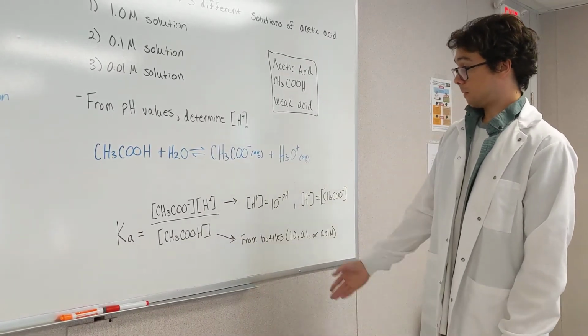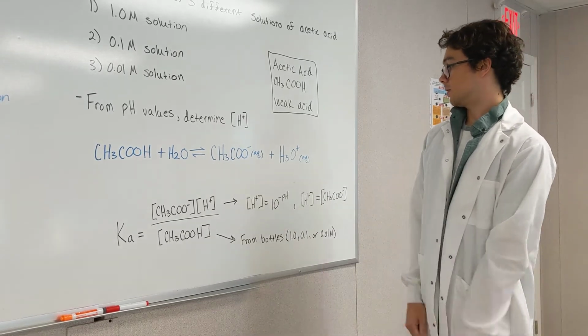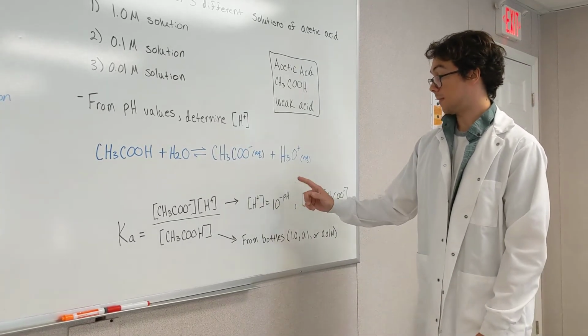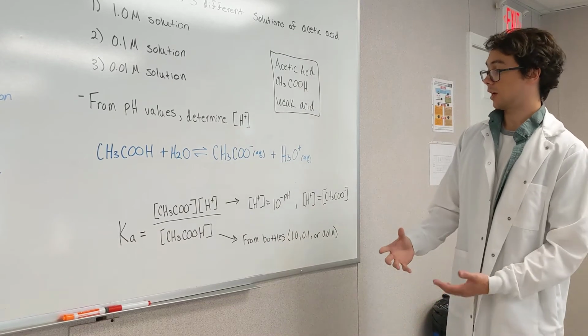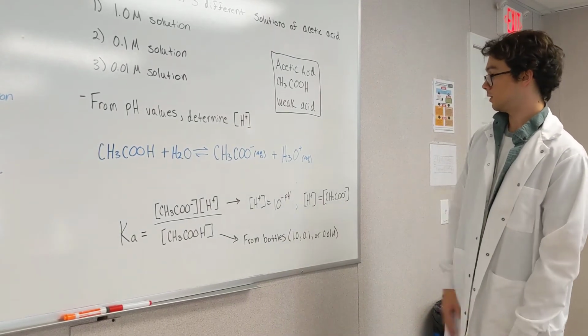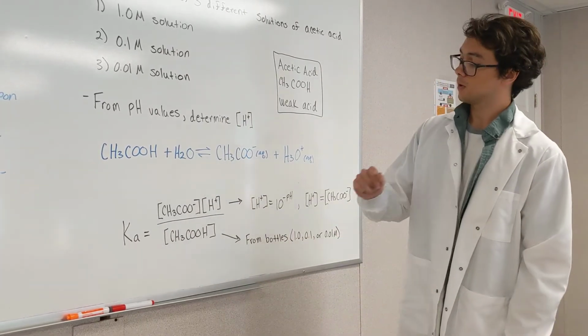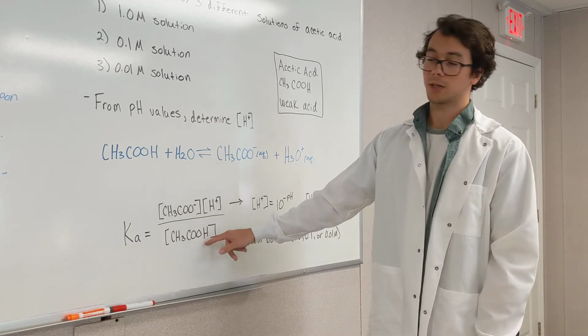So basically, you get the pH from the pH electrode. We want to find H plus, so all we're going to do is 10 to the minus pH, and we get our H plus, and we know that that is the same value for our CH3COO minus. So we have both of those terms from that equation, and then this value just comes straight off the bottle.